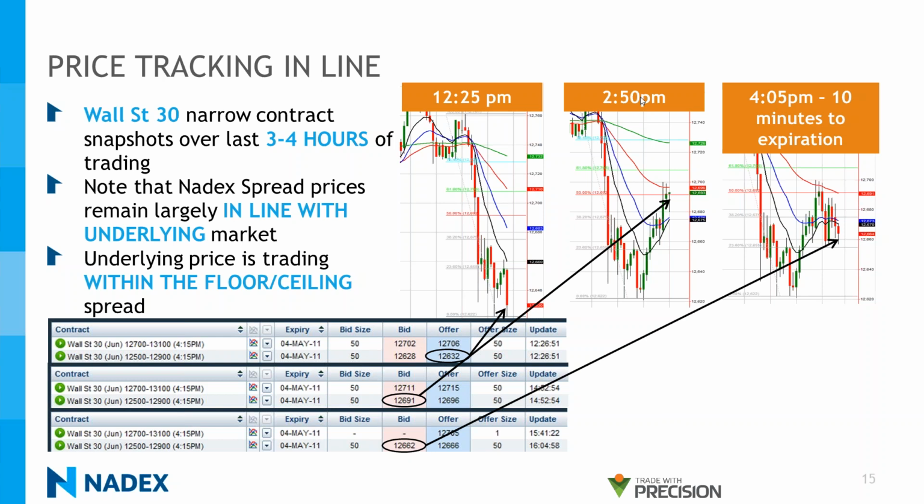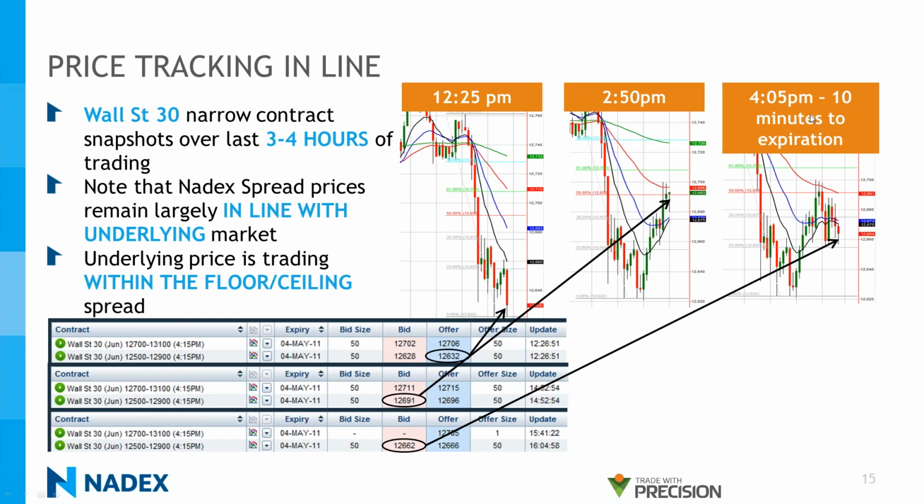2.5 hours later, at 2:50 p.m., we can see the improvement in price, even with the decay in time value. Okay, we're still tracking in line. Price is currently right around 12,693, and that's pretty close to the bid price of 12,691 and the offer price or the ask price of 12,696. We're kind of right in the middle of that. As the contract approaches expiration at the end of the day, 4:15 p.m. right here, you'll notice that the contract price really hasn't done anything unusual other than perform within the underlying market.